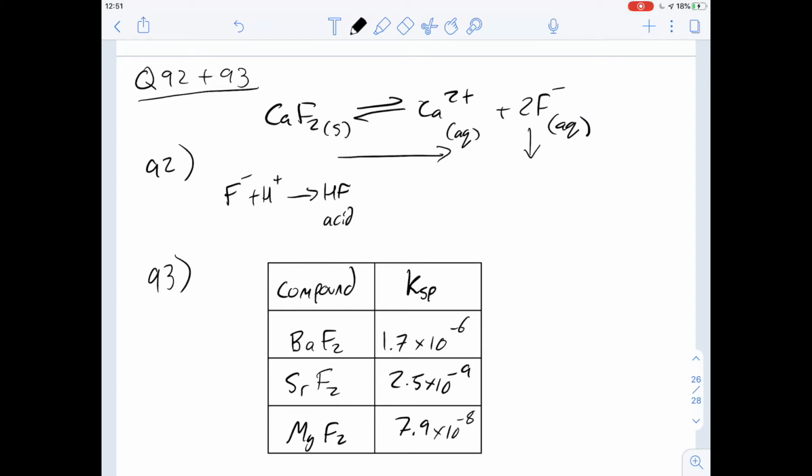And that means that it's going to be more soluble in a solution in which these fluoride ions are being constantly taken away, which means that it's going to be more soluble in an acidic solution. So that means that the answer for number 92 is going to be A.